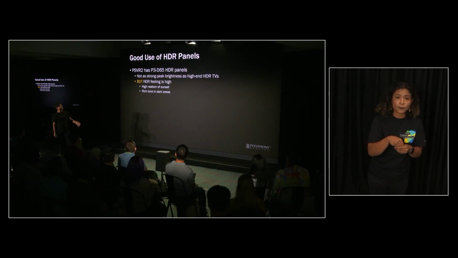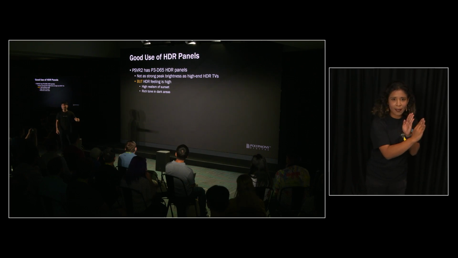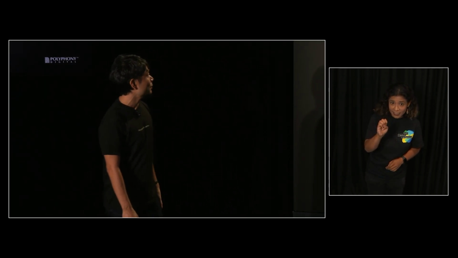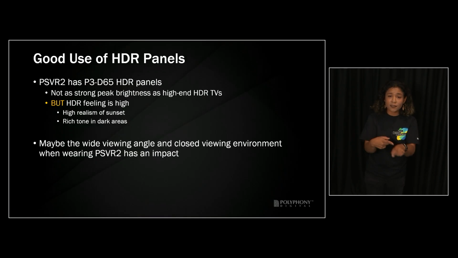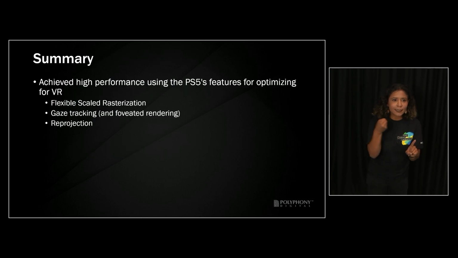PlayStation VR2 has P3D65 HDR panels. It does not have as strong a peak brightness as high-end HDR TVs, but the HDR feeling is very high for us. For example, we can have high realism of sunset and rich tone in dark areas. We cannot say for sure, but we believe that the wide viewing angle and closer viewing environment may have an impact.